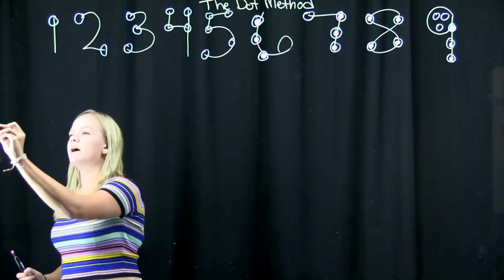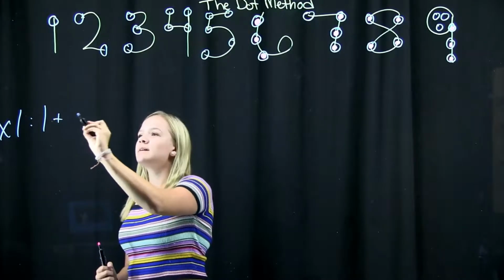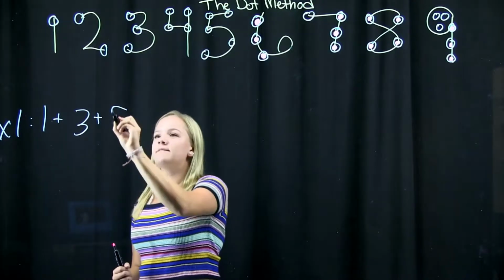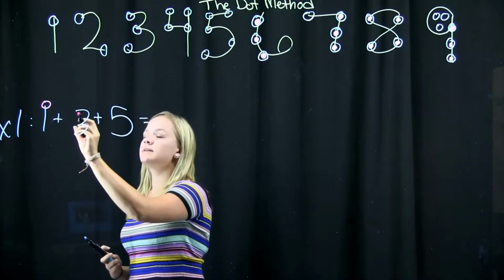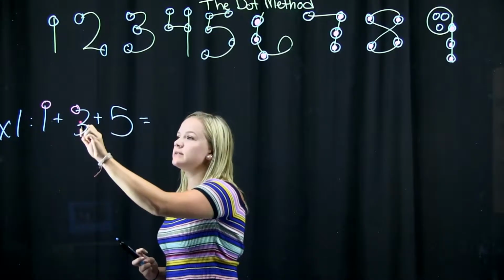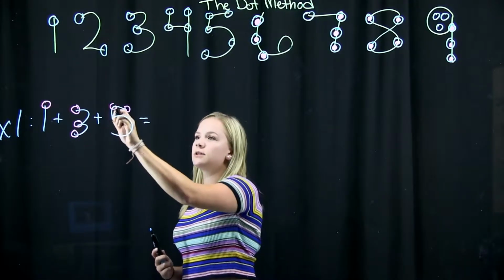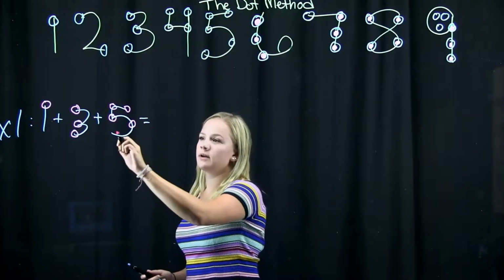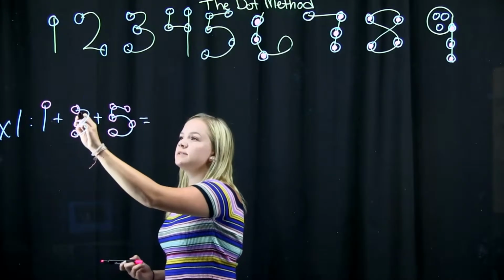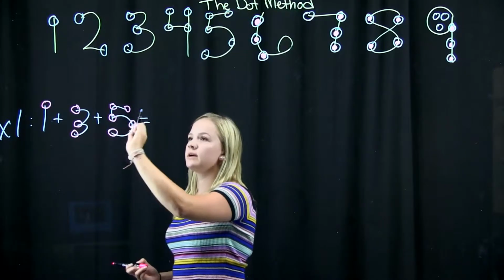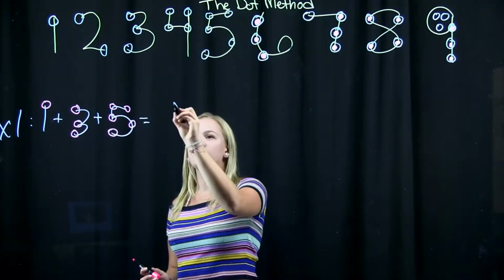So for example 1, we are going to add 1, 3, and 5. So for 1, it'll get 1 dot. 3, it'll have 1, 2, 3. And on 5, you'll have 1, 2, 3, 4, 5. So to get your answer, you'll count 1, 2, 3, 4, 5, 6, 7, 8, and 9. And your final answer is 9.